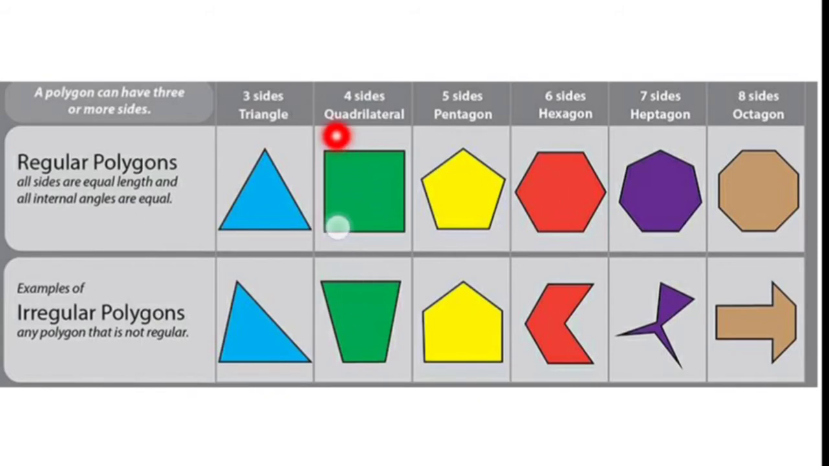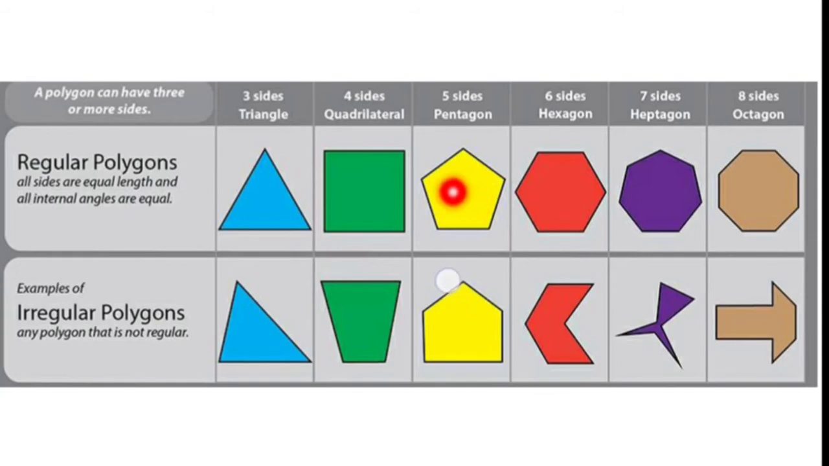Quadra stands for 4. So this is a 4-sided figure, so it is a quadrilateral, but we have a proper name for it, that is called a square. Now here it is also a quadrilateral, but this is not a square. Why? Because it has all 4 sides of different length. Understood, students? So when the sides are equal, it is called regular, and when the sides are of different length, it is called irregular.